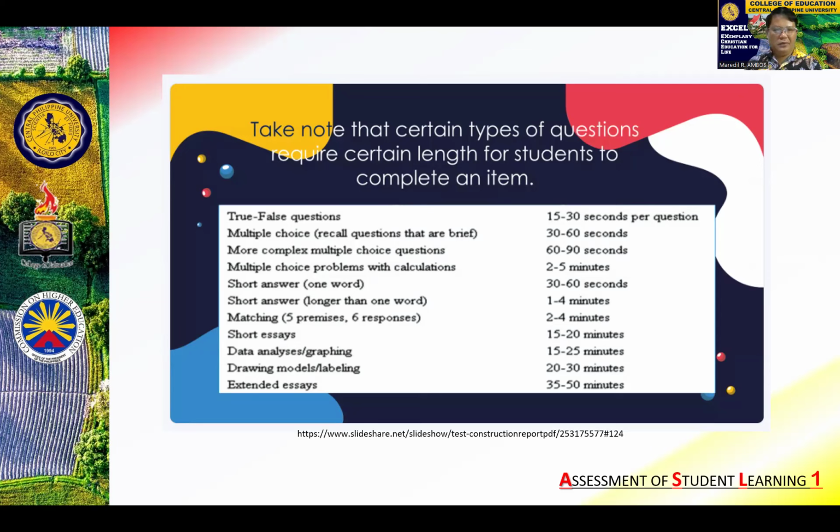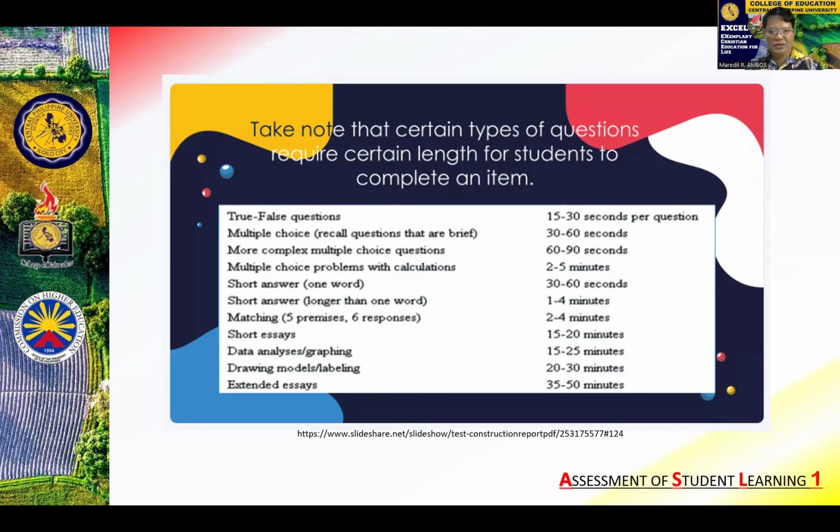What about multiple choice problems with calculations? You need to allot 2 to 5 minutes. For the short answer, meaning it's a one word answer, you have 30 to 60 seconds. For short answer longer than one word, you have 1 to 4 minutes. For the matching type, supposing you have five premises and six responses, you allot 2 to 4 minutes. For the short essays, you have 15 to 20 minutes.